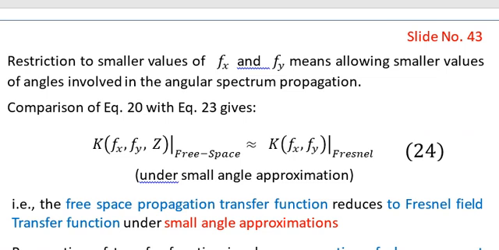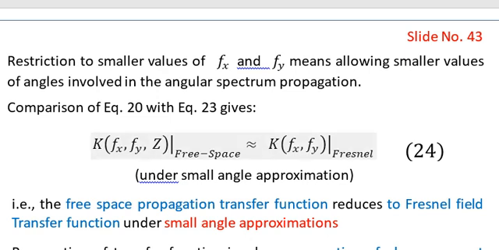So restriction to smaller values of fx and fy means allowing smaller values of angles involved in the angular spectrum propagation. So comparison of equations 20 and 23 gives that the transfer function of the free space propagation is the same as the transfer function obtained from the Fresnel calculations, as shown in equation number 24. But the condition is that we have to work under the small angle approximation. So these small angle approximations were applied to the transfer function of the free space, which converted into the transfer function of the Fresnel.